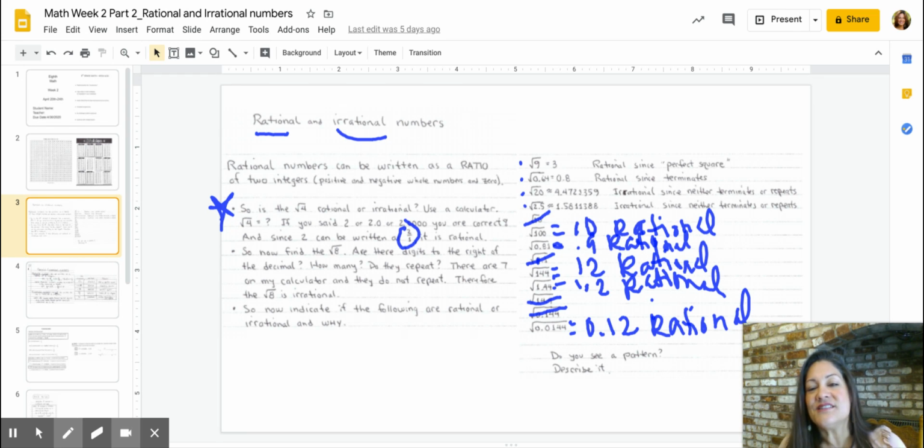All right. So for me, it's just easiest if I use a calculator, and there's a couple things that I'm looking for. Does it terminate? Does the number end? Does it repeat? Which we'll see on our note page. Or does it just keep on going?